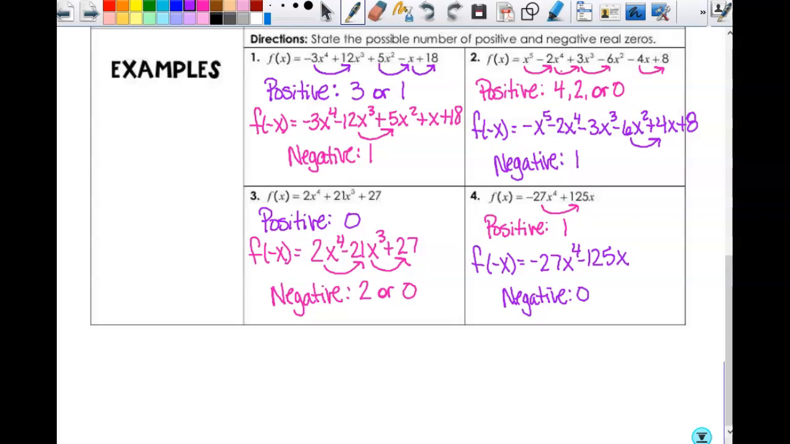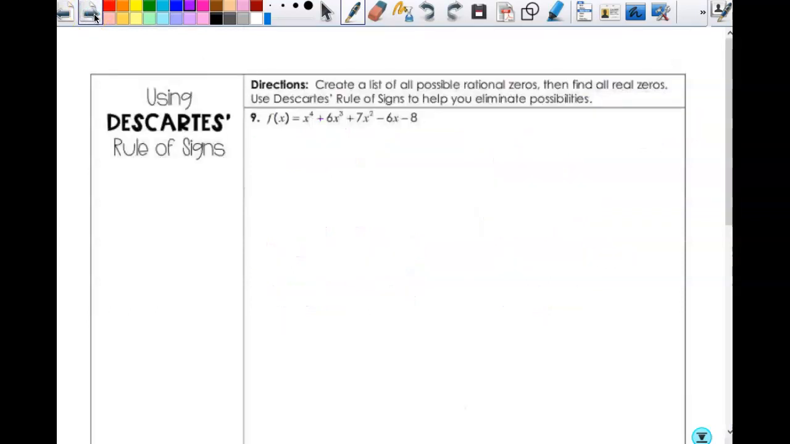And we're talking real zeros, so it could be rational or irrational. It's just the fact that it's real. All right, flip it over. We are going to do number 10.